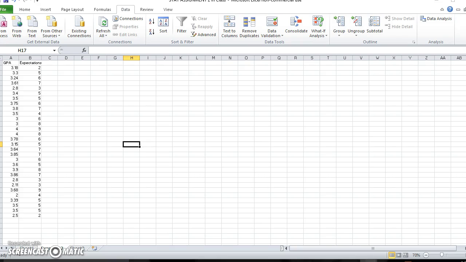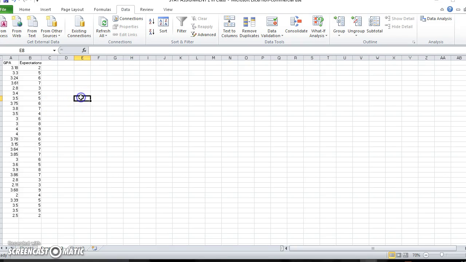So essentially what we're trying to do is predict the value of one thing when we know the other. I just made up some data here on GPA and expectations for the class. Let's say this is a 1 to 10 scale on how well you feel like you're going to do in the class, 10 being highest, 1 being lowest. What we're interested in here is, can we predict your expectations for the class based on your GPA coming into the class?